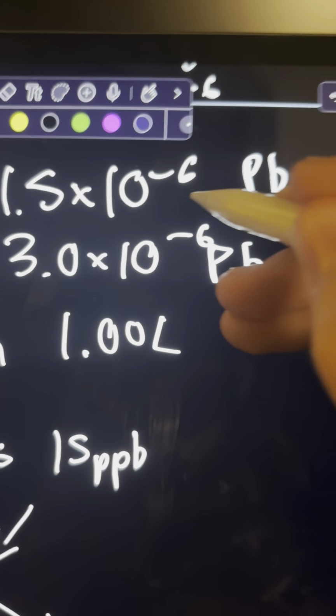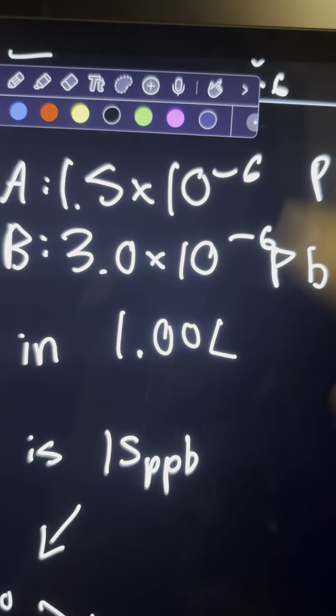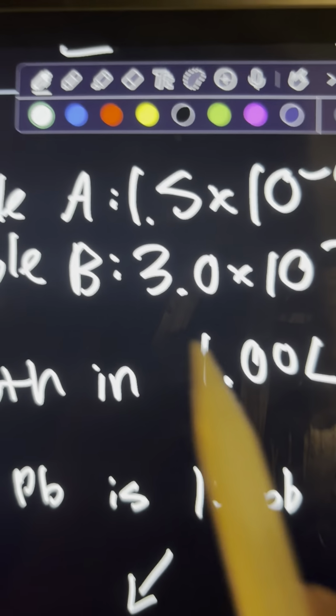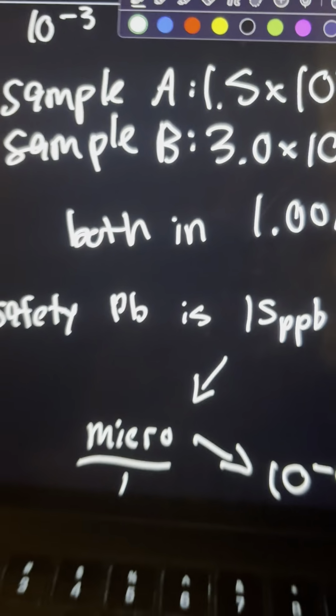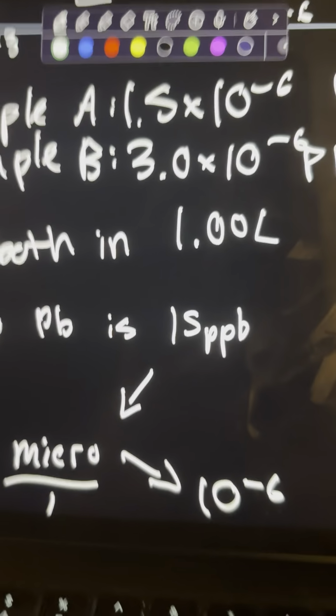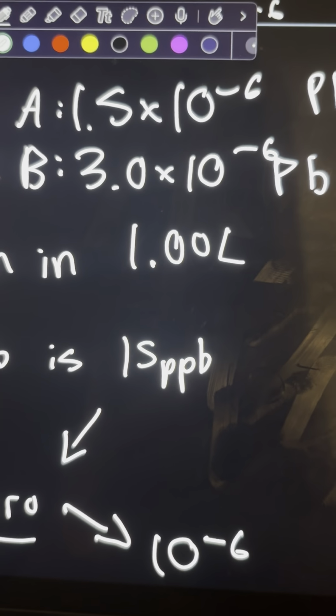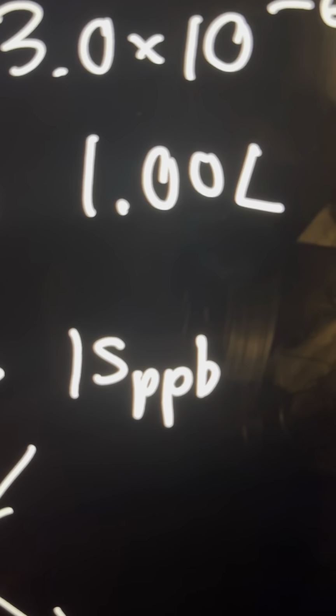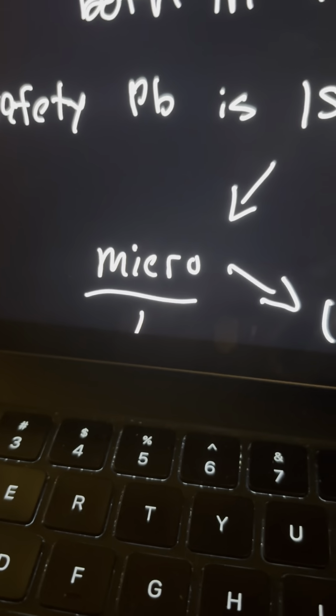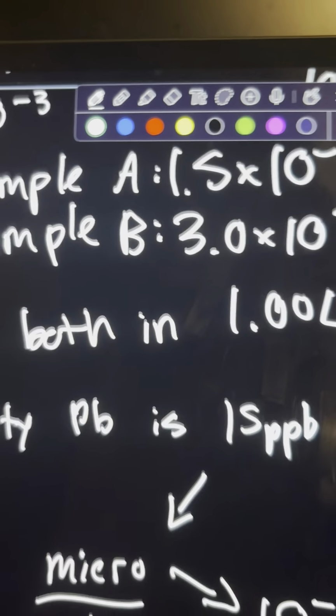This is important. The -6 is important. Take note of that. Sample B is just 3.0 times 10 to the -6. Also has a -6, so take a note. See, now this conversion, we don't have to do any division or conversions because we're working with the micrograms, and we already have the 10 to the -6, and we're also only working with 1 liter, so we don't have to do the division.